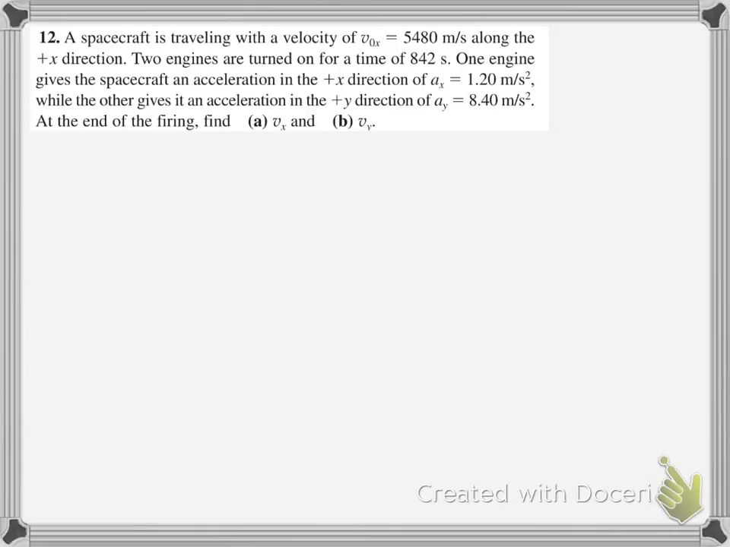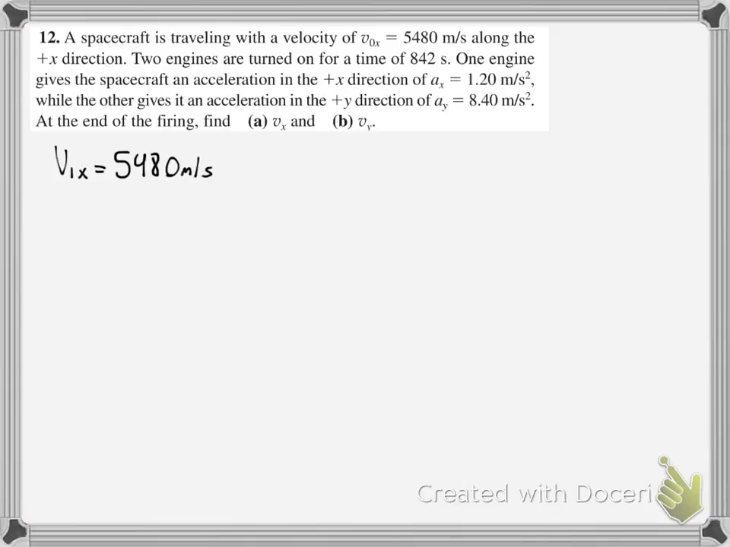Okay, so this problem says a spacecraft is traveling with a velocity of v initial in the x equals 5480 meters per second along the positive x direction. The 2 engines are turned on for a time of 842 seconds. One engine gives the spacecraft an acceleration in the positive x direction of 1.2 meters per second squared, while the other gives it an acceleration in the positive y direction of 8.4 meters per second squared. At the end of firing, find the final velocity in the x and the final velocity in the y.